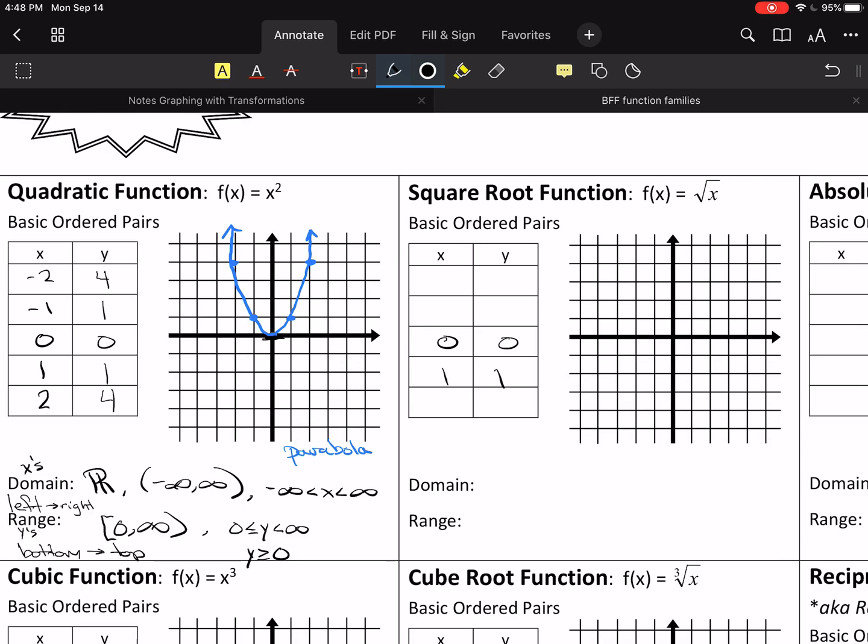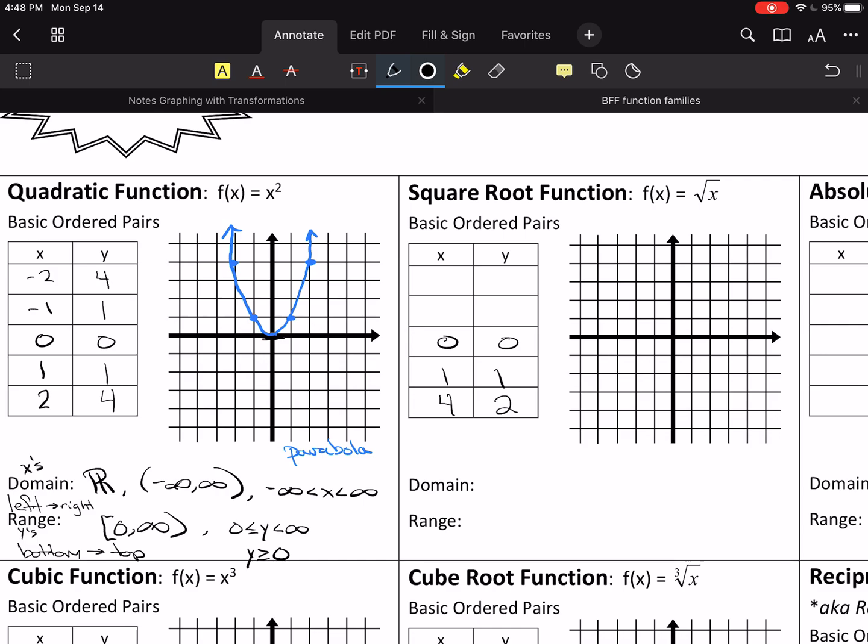Now, I'm not going to have 2 as my next x, right? Because the square root of 2 is a decimal, and I don't want to graph decimals. So I want to think about the next perfect square. And if you look at the quadratic, if I just switch my x and y's around, the next perfect square is 4. And that gives me 2.